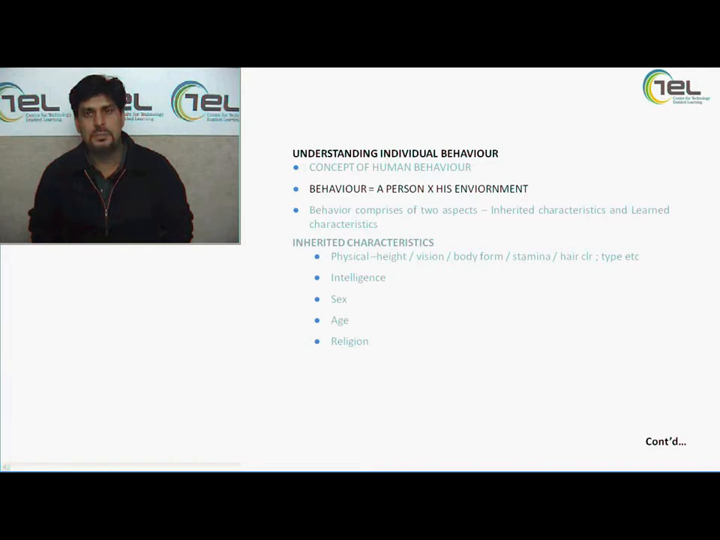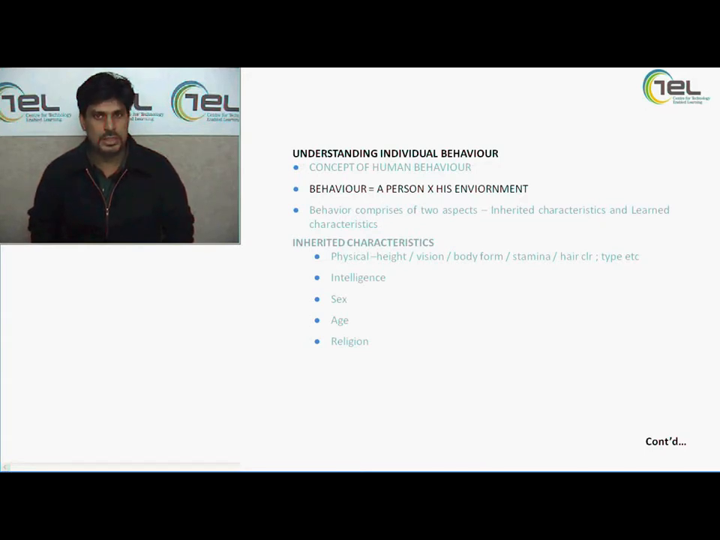Let's take a very simple example. A person who comes up in a well-groomed environment tends to behave in a different way, while a person who unluckily comes up in an environment where things are not as good or as comfortable as they are for any individual, say he grows up living in a slum, his behavior patterns are different.